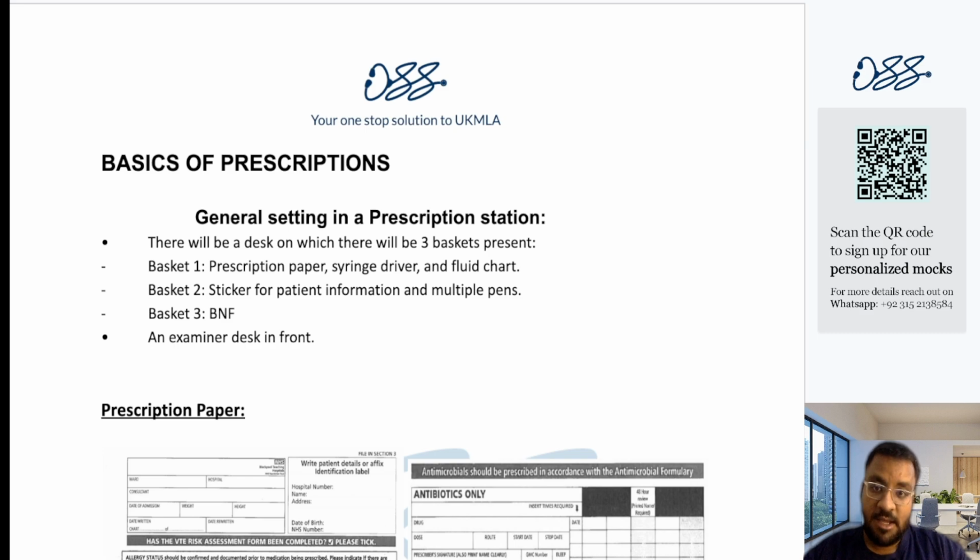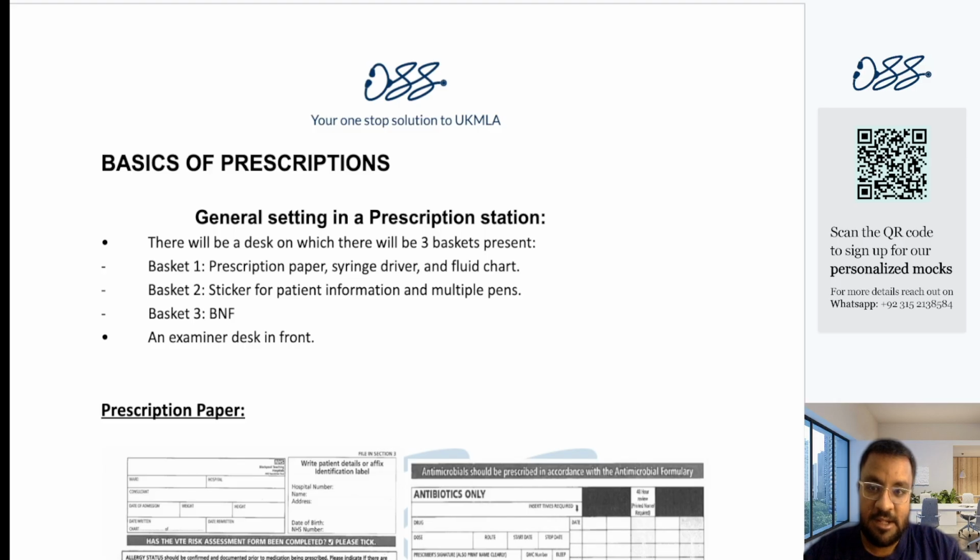And whenever you're going to the UK for your exam and to join an academy or something, make sure that you have printed these prescription papers and fluid charts from your home country. Okay, because photocopy and Xerox copy in the UK is really, really expensive. The academies don't provide you with a lot of prescription paper. They're just going to provide you with 4 to 5 prescription papers. So make sure that when you're going to the UK, you've already printed 100 copies of it.